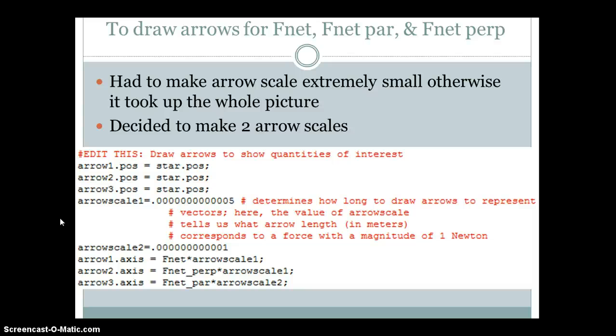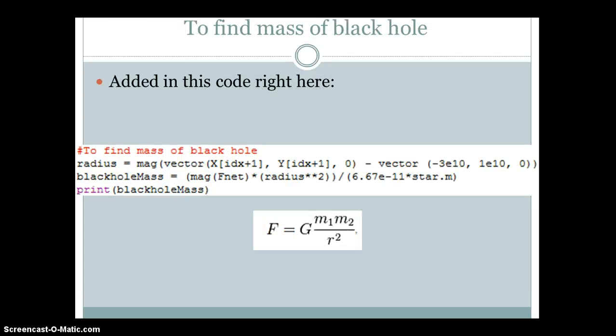I also chose to make 2 different arrow scales so that I could change the size of the arrows to fit the picture better. I proceeded to specify the interactions that contributed to the net force, which was the gravitational force of the black hole and the visible star. After doing all that, I was able to finally solve for the unknown, which was the mass of the black hole. As you can see from the code, I used the position vector specifically given to me to compute the radius and then plugged it into the formula that you see here to calculate the mass of the black hole.